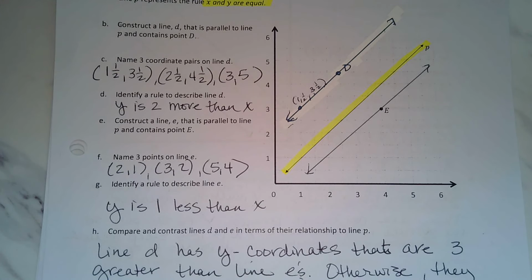Identify a rule that describes line E. Y is 1 less than X. Compare and contrast lines D and E in terms of their relationship to line P. Line D has Y coordinates that are 3 greater than line E's. Otherwise, they are both parallel to line P.